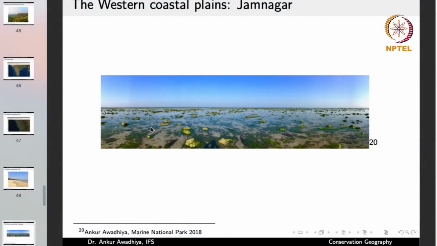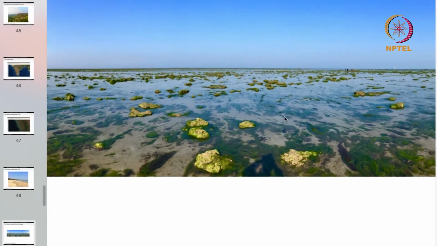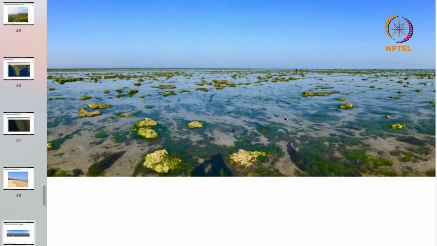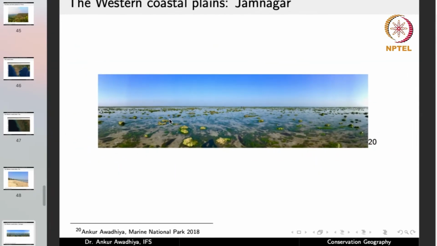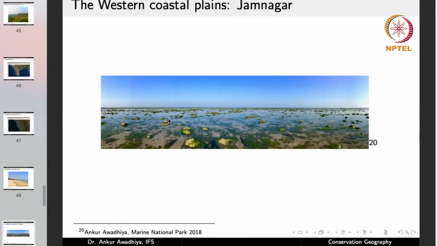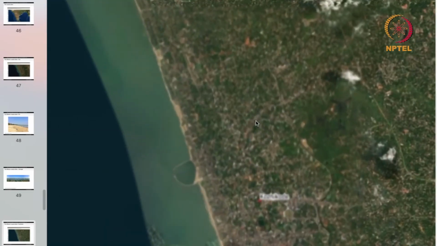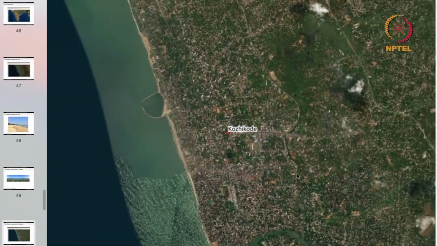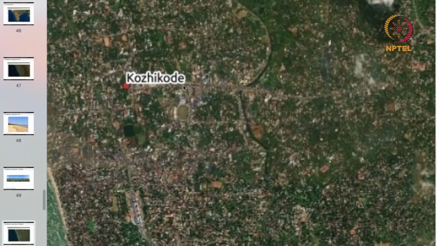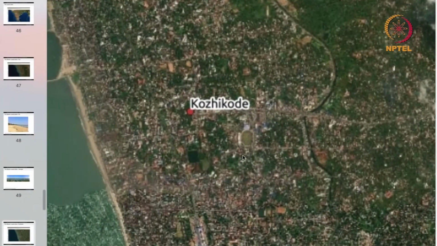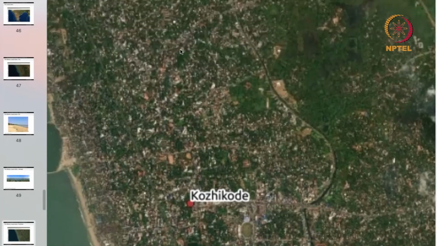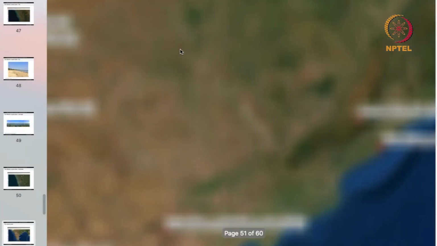In Jamnagar, we find that you have these plain regions that are very easily inundated by the sea. Whenever there is a high tide, this region will be below water. When there is a low tide, then this region will emerge back again, telling us that the heights are not very great. Now this is the western coastal plains in Kozhikode, and this area you'll find that it is very densely habited. We have a large number of houses in these areas, and this is a city.